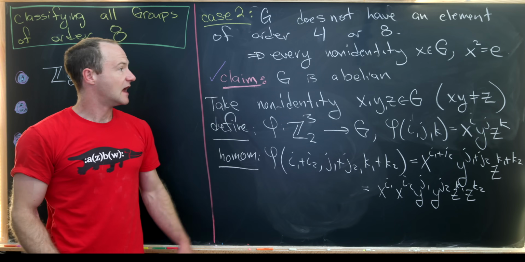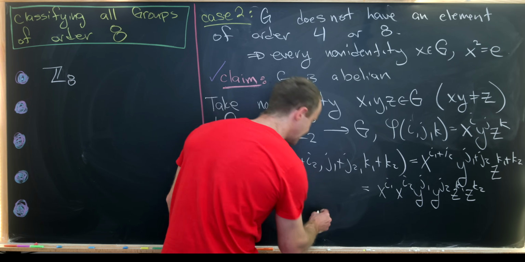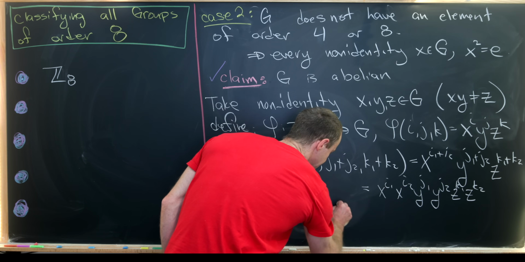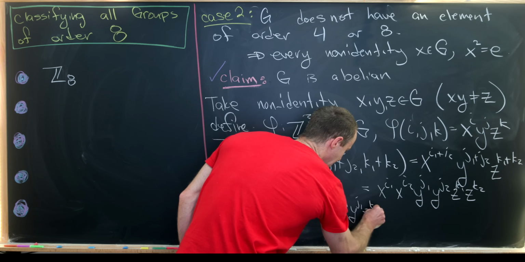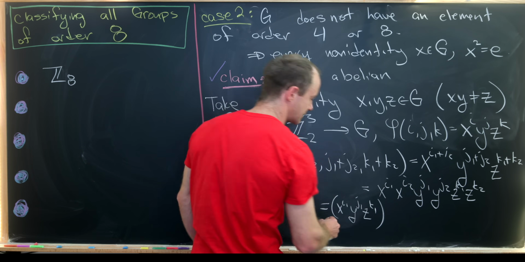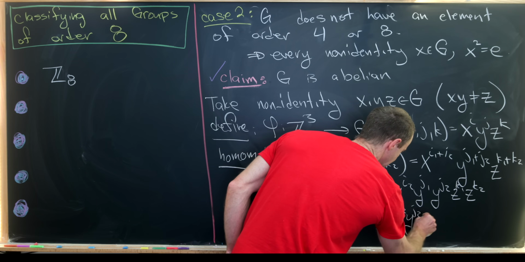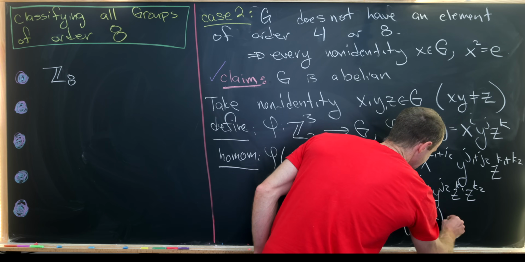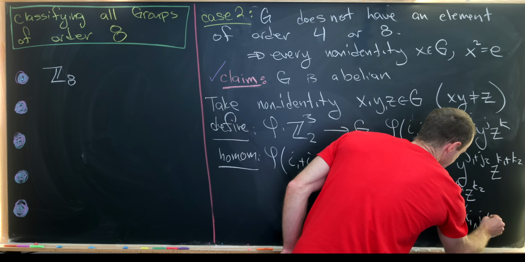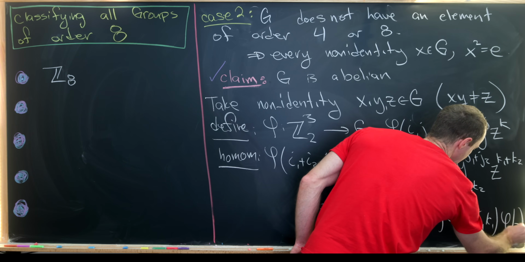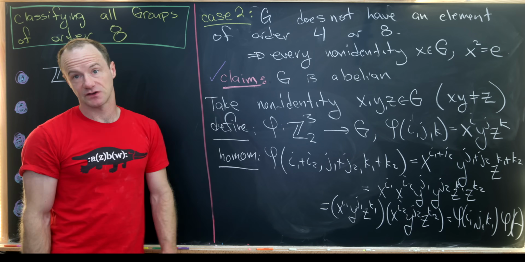Great. And then next, we know that this thing is abelian from our previous claim, so we can move things around as necessary. So this will be x to the i1, y to the j1, z to the k1, and then x to the i2, y to the j2, and then z to the k2. But that's exactly phi of i1, j1, k1 times phi of i2, j2, k2, as necessary to prove that this is a homomorphism.